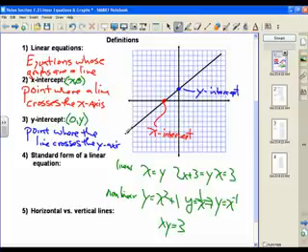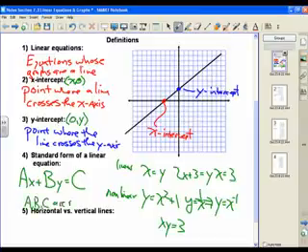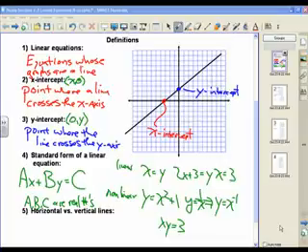Now the standard form, and you know, if you look here on page 315, our standard form, real numbers. They're numbers. A, B, and C would be numbers.